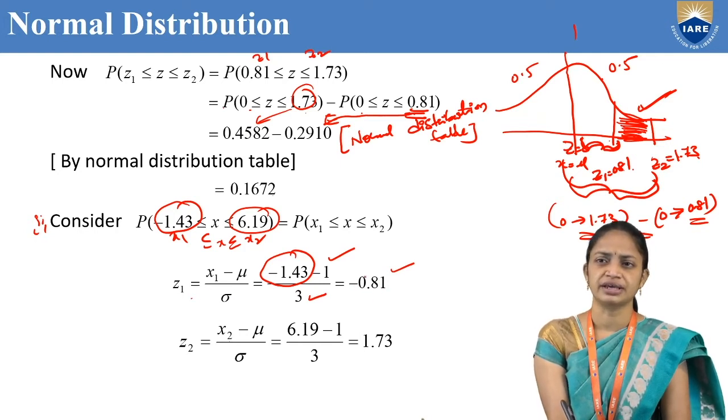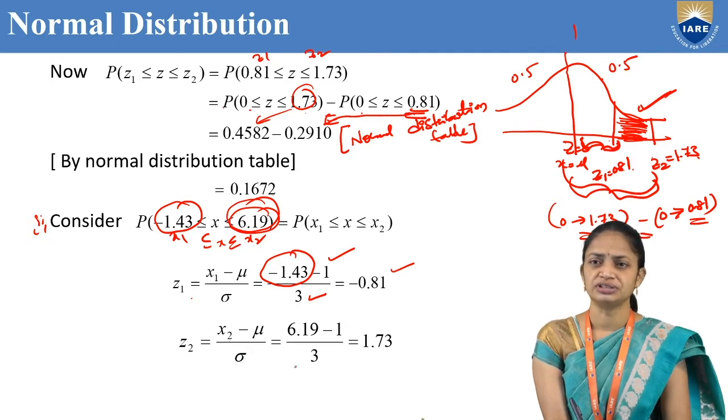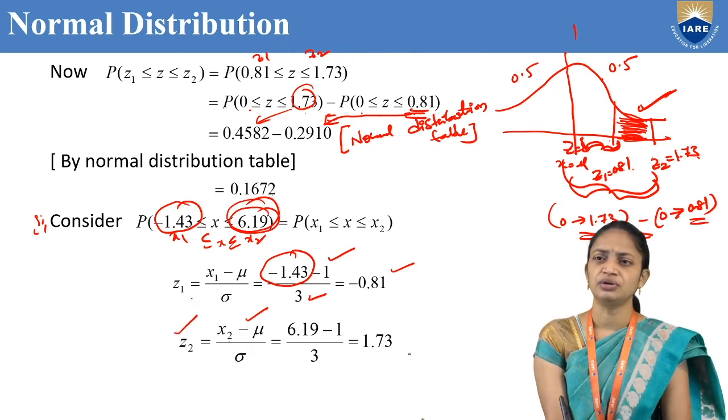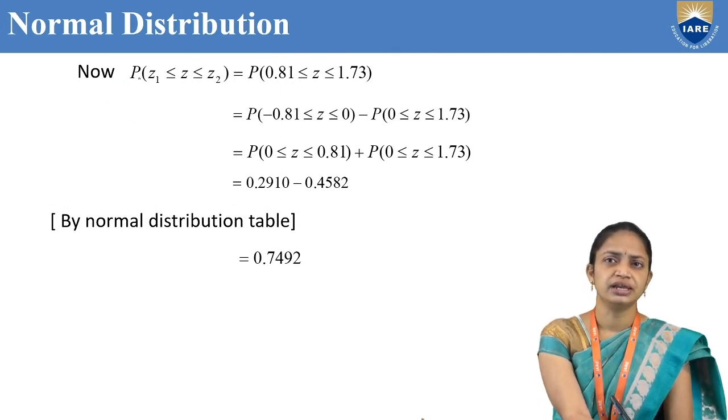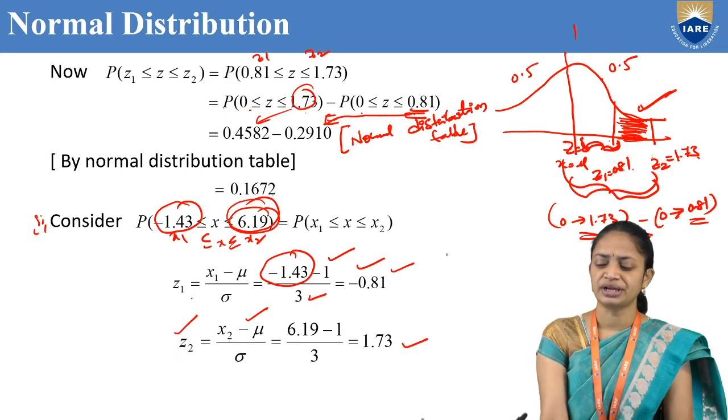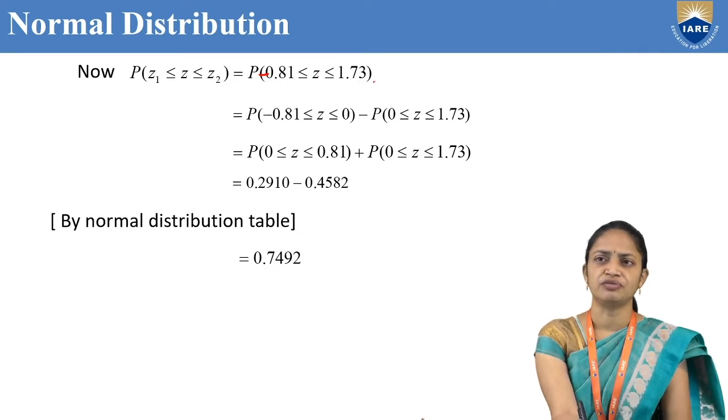So z1 equals minus 0.81, a negative value. Next, z2 equals x2 minus mu by sigma. We know that x2 is 6.19, mu is 1 and sigma is 3. Substituting all these values in the formula, after simplification we will get 1.73. That means z2 equals 1.73, a positive value. So we put these values in the probability of z1 less than or equal to z less than or equal to z2, and we will get P of minus 0.81 less than or equal to z less than or equal to 1.73.